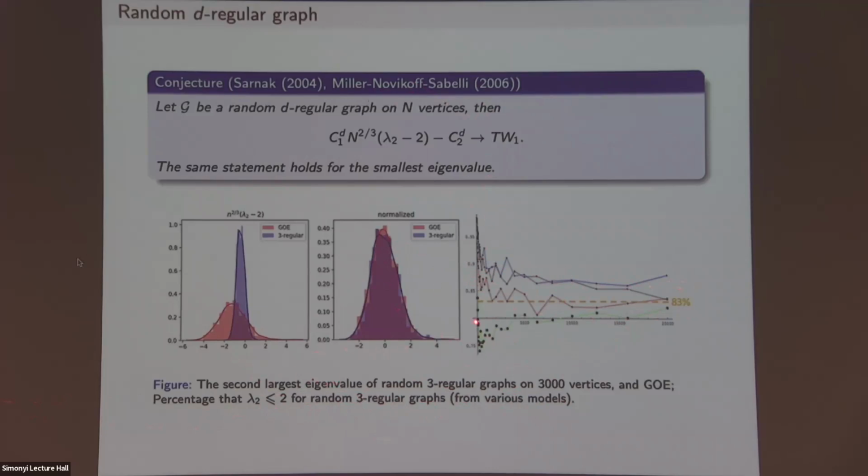The vertical axis is the percentage that lambda 2 is less than or equal to 2. The horizontal axis is the number of vertices, going from 0 to 20,000. As you can see, this converges slowly, but it's pretty small. And this yellow dashed line is 83% from the Tracy-Widom distribution if this shift C2D is 0. So they are close, but not for sure. And our main result tells you, in fact, this shift should be 0, and the percentage should go to 83%.